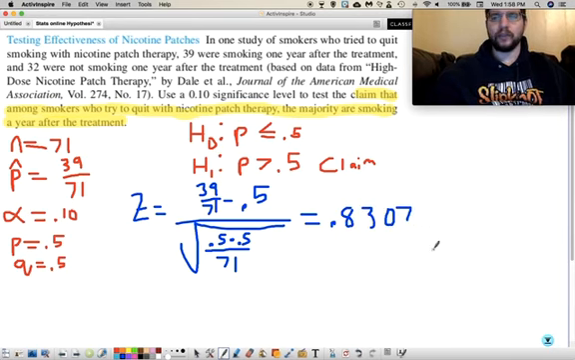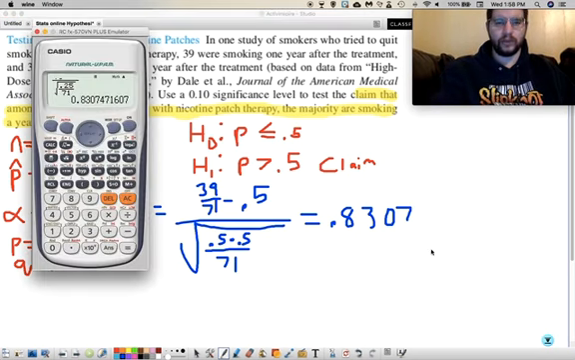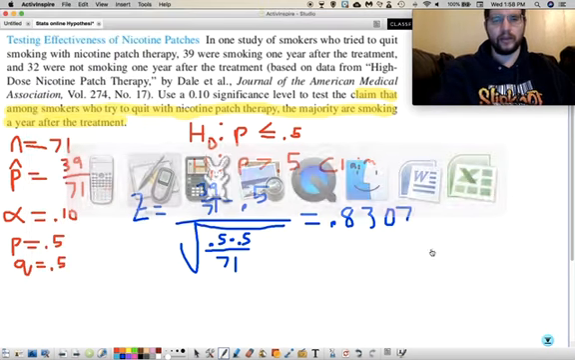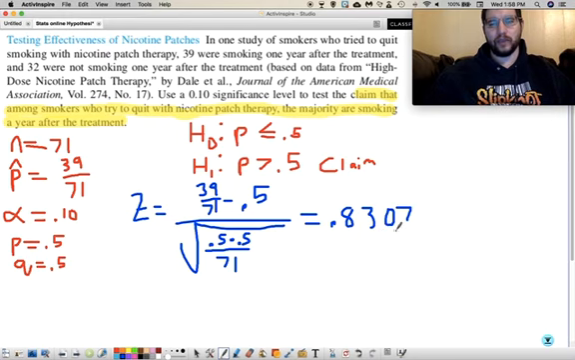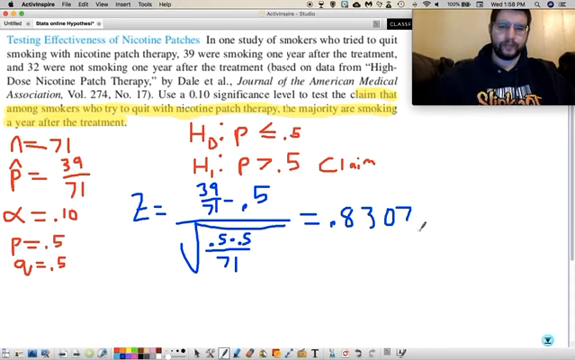And again, I like to round my test statistic to 4 decimal places in case we're using the critical value method, the traditional method. Sometimes they have 3 decimal places, so 4 will always get us what we need. For the p-value method, we're just going to go with 2 decimal places.